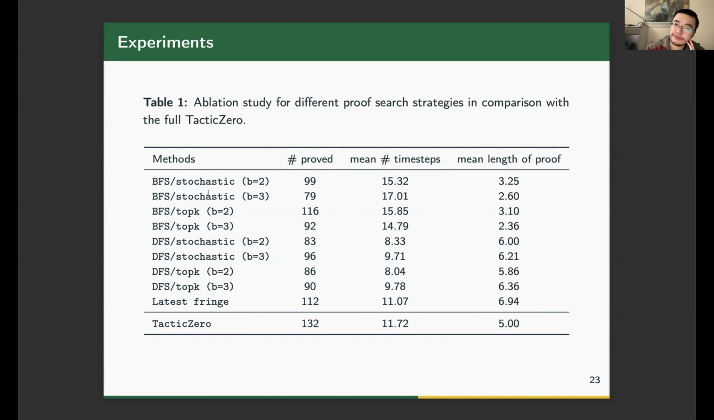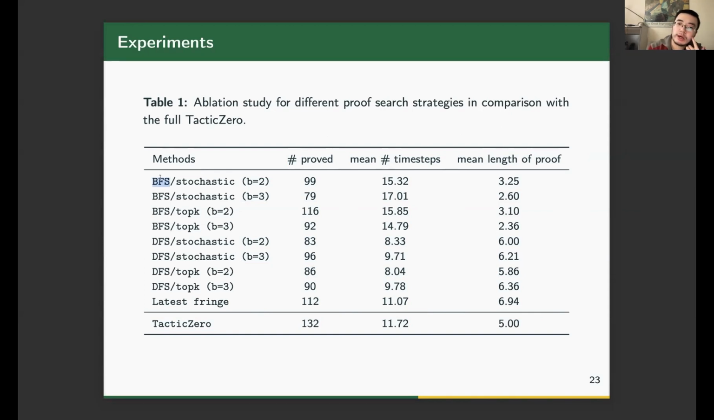On the other hand, breadth first search uses more time steps, so it needs to perform more tries. You can think of it as having more errors. And depth first search uses fewer time steps. But our tactic 0 can find proofs of moderate length, and it uses only a moderate amount of time steps. So it sits in between.